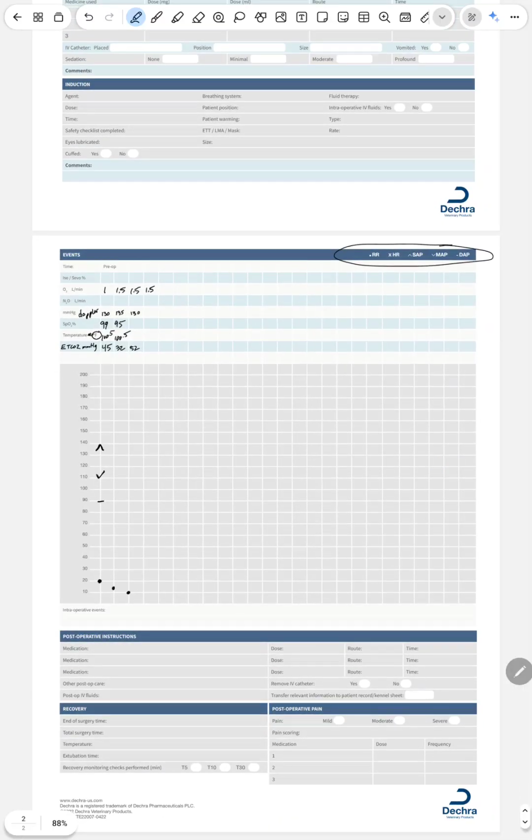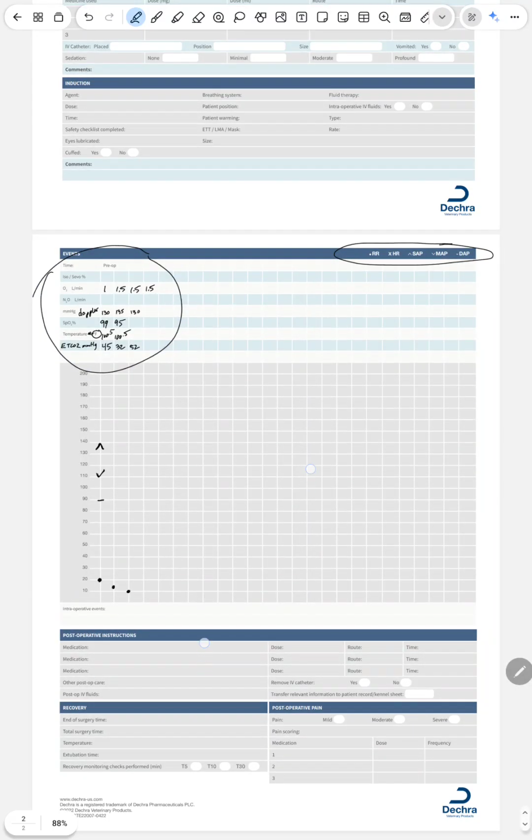But it's still, first and foremost, you're always going to look at what your legend is. That never changes. Find the legend, read it, see what pieces are not being represented by symbols, and then figure out where are those extra pieces. Where did they put those on the sheet? Now this sheet, like some of the other ones, has intraoperative events down on the bottom.